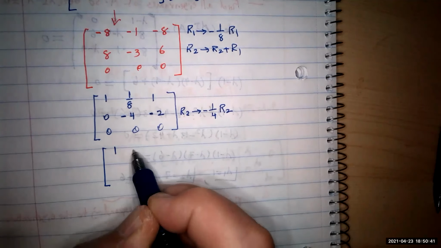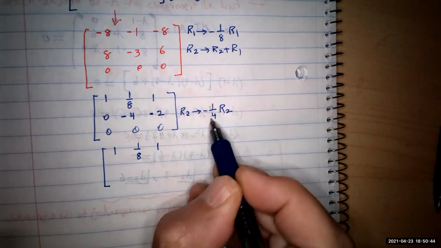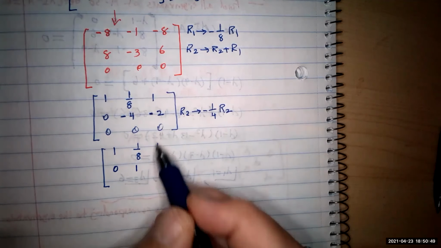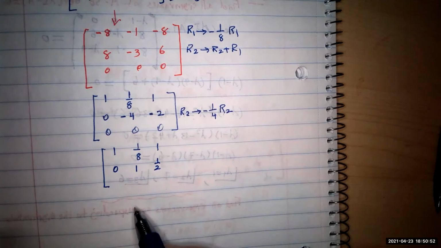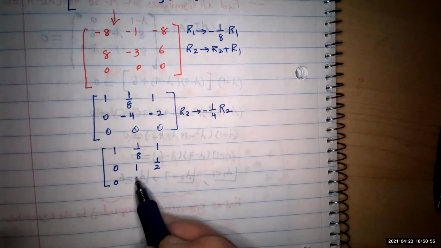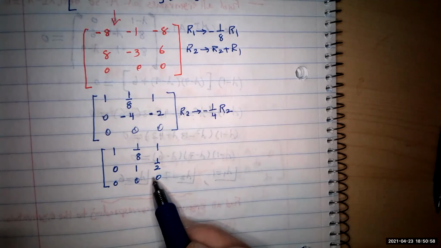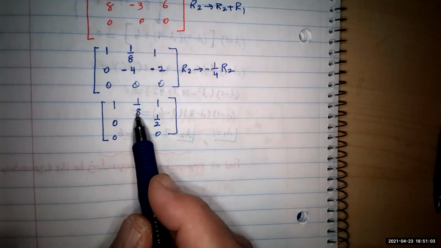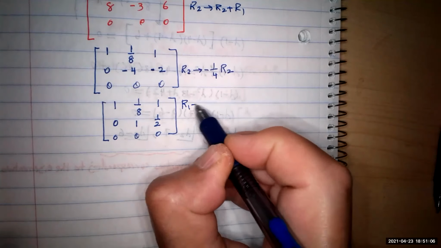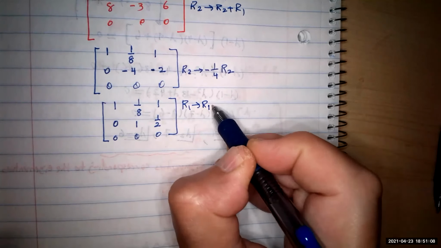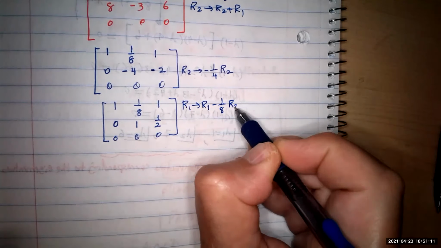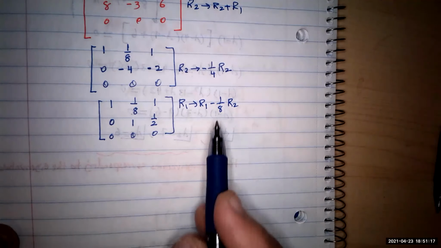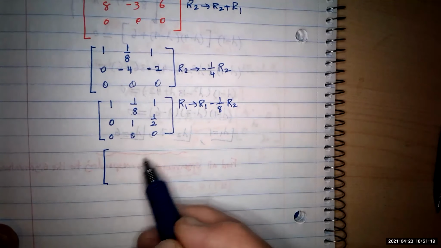Okay, so we have the 1 over 8, 1. If you divide this one, that gives us a 0 and 1, and that gives us a 1/2. Okay, 1/2, and we have 0, 0, 0, 0. Okay, so this is it. You need to make this one into the 0. So you may go with R1 equal to R1 minus 1 over 8 of R2. Okay, and then that will give us what we need.